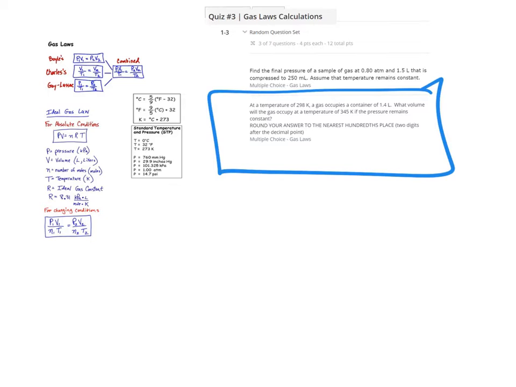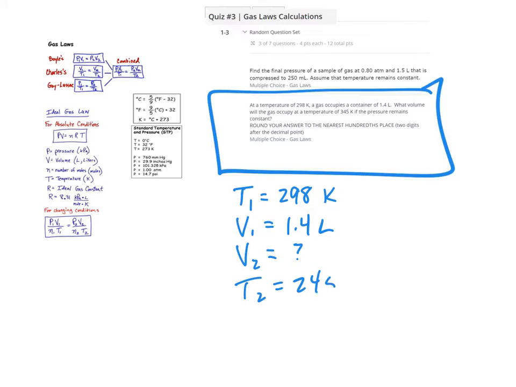All right, let's look at this question. At a temperature of, let's call that T1, 298. It's already in Kelvin, so we'll leave it. Occupies a container of 1.4 liters. That would be a volume, V1 = 1.4 liters. What volume? I'm looking for V2. At a temperature of T2 equals 245. Pressure remains the same. That means that P1 equals P2.